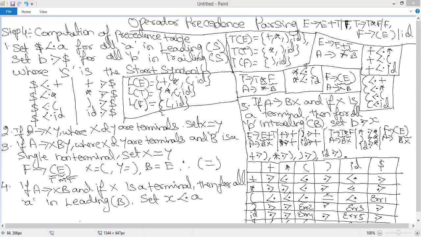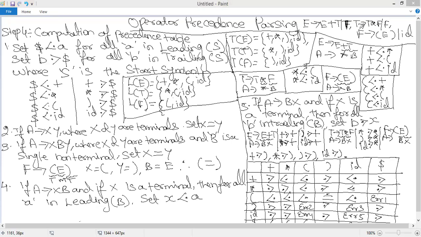Then the second rule is, if A tends to xy, where x and y are terminals, then set x equal to y. Unfortunately, in our production rules there is no production in such a format. Both the components, all the components in the right hand side, should be terminals. There is no such production rule in our problem.